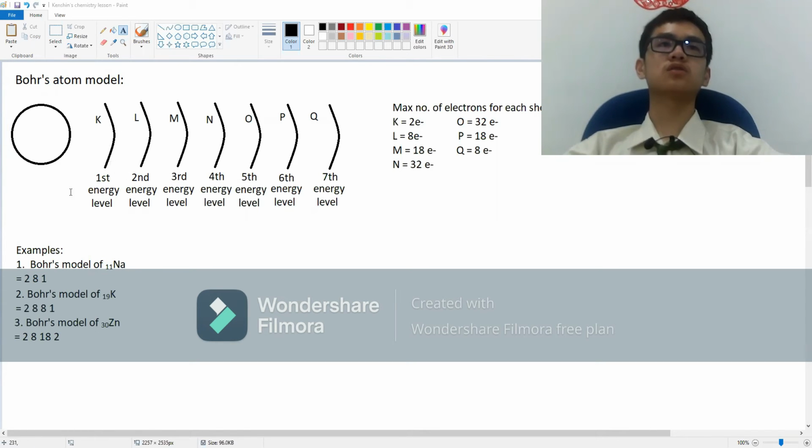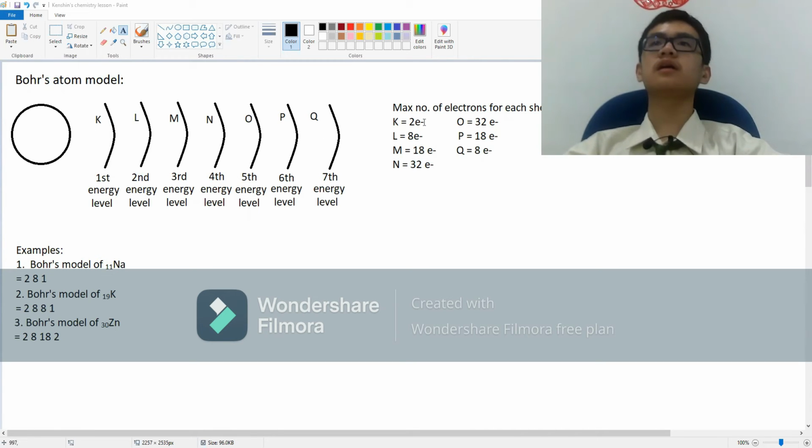The first shell is also called the first energy level. It's called K. The second energy level is L. The third is M. Fourth is N. Fifth is O. Sixth is P. And seventh is Q. And over here, I have the maximum number of electrons for each shell.